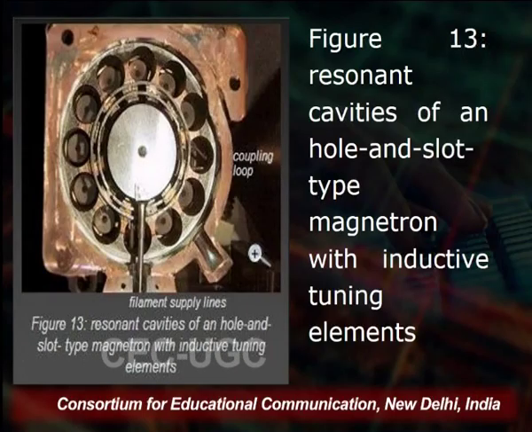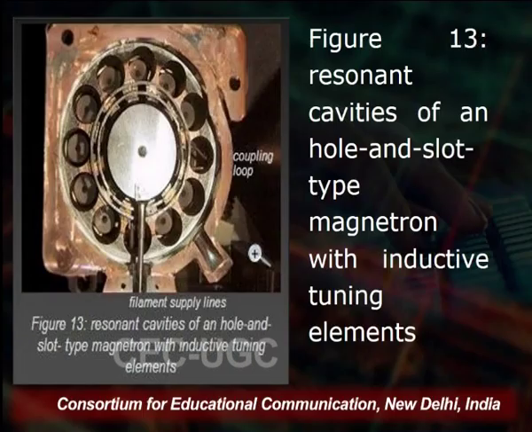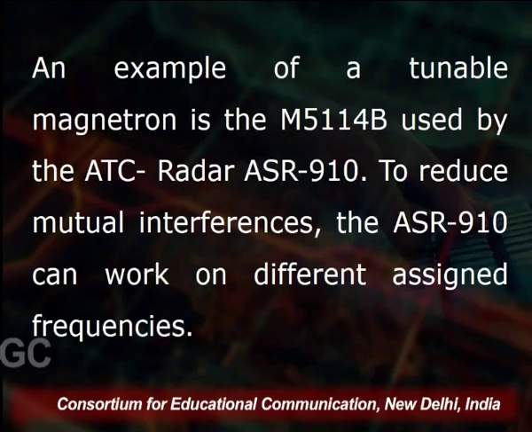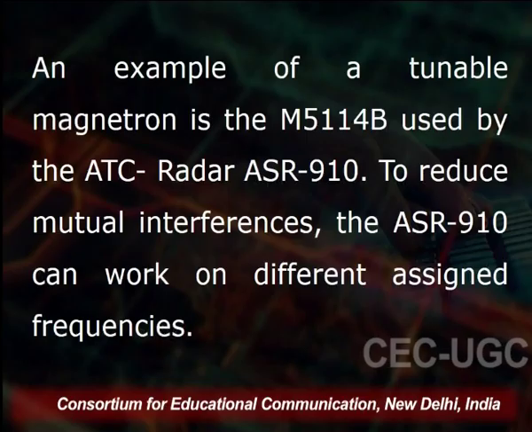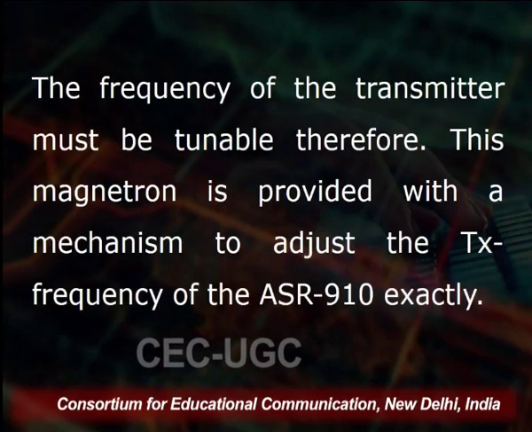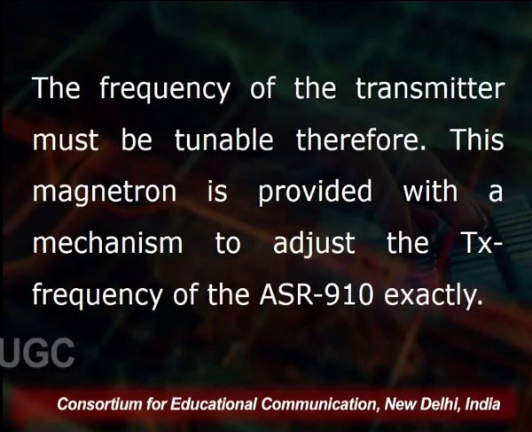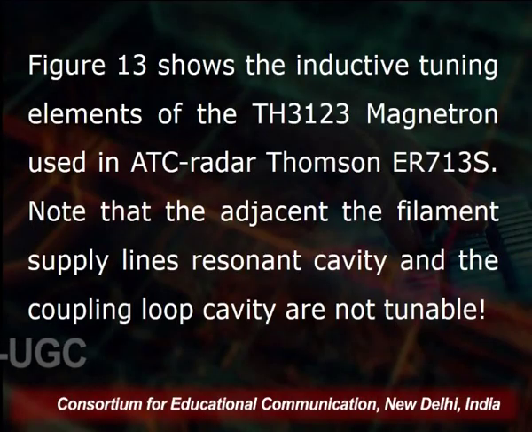In this figure we have the resonant cavity of a hole and slot type magnetron with an inductive tuning element. An example of a tunable magnetron is the M5114B, which is used for radar. To reduce mutual interference, the ASR 910 can work on different frequency assignments, so the frequency of the transmitter must be tunable. Therefore, this magnetron is provided with a mechanism to adjust the frequency. That is the inductive tuning element of the TH3123 magnetron.